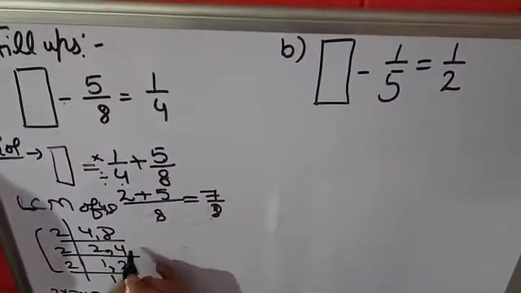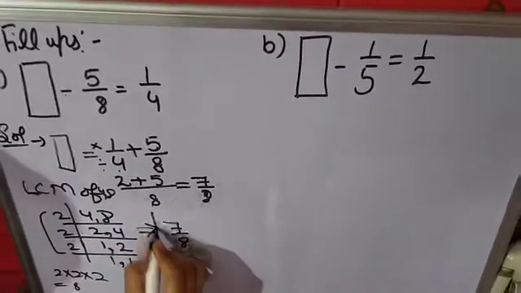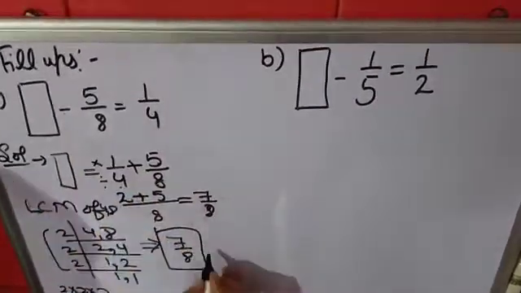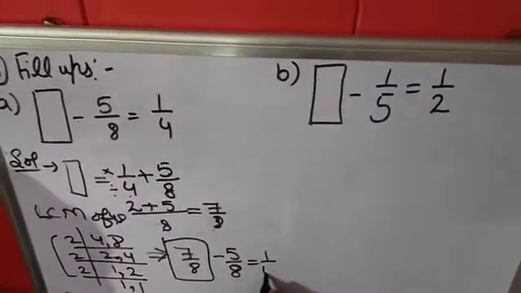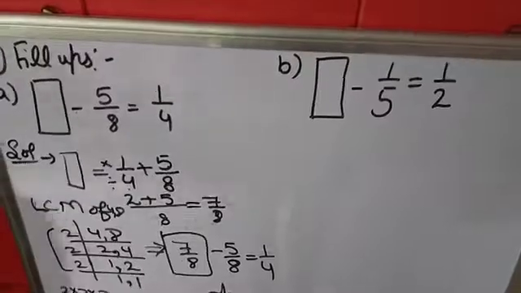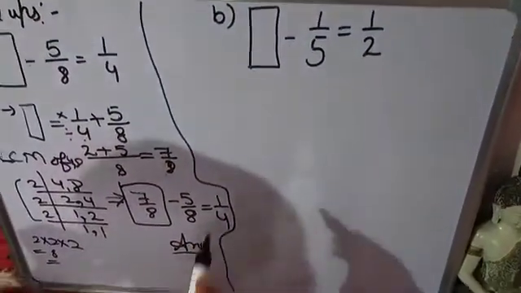So how will you write the answer? You will write like this: write this 7 upon 8 in the box, minus 5 upon 8 is equal to 1 upon 4. This is the answer. In this B part also, look at B part.